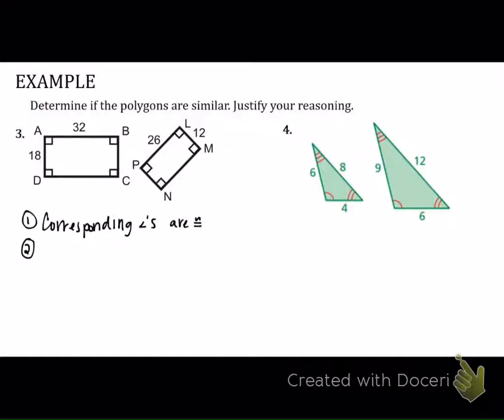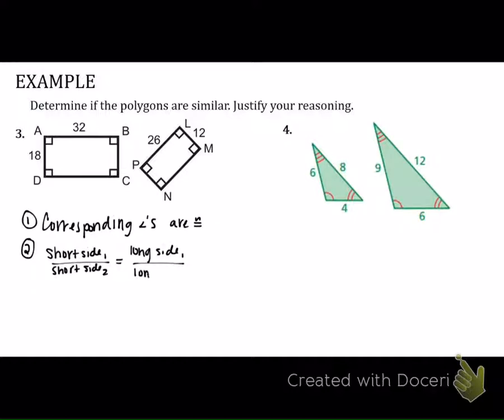Right? So when we set up our proportion, we need to set up a short side with a short side and a long side with a long side. So when you go to do your proportion, make sure you do a short side of one of the polygons over short side of the other polygon, equal to a long side of the first polygon over a long side of the other polygon.